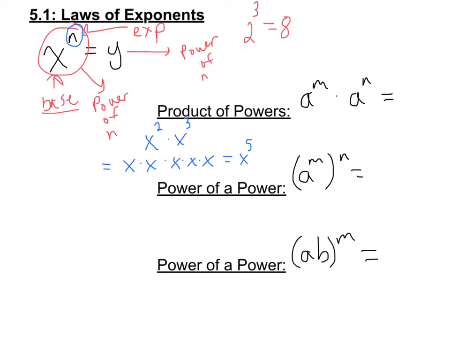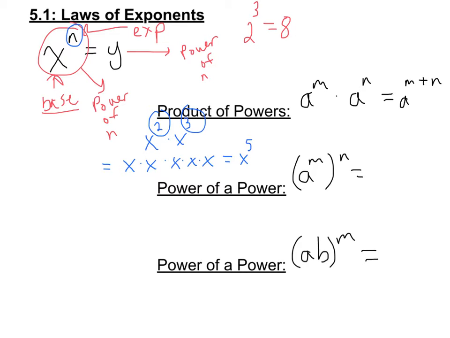You could repeat this process with different numbers, and you'll notice that the pattern will emerge that you add the exponents. 2 plus 3 gives you 5, and for a product of powers, you add the exponents, and it is a to the m plus n. Alright, and you can look at more examples as needed.